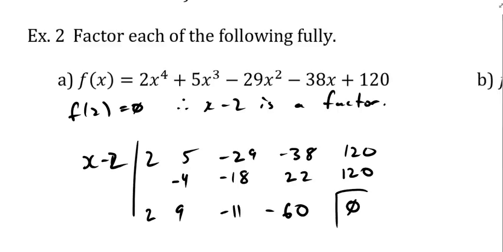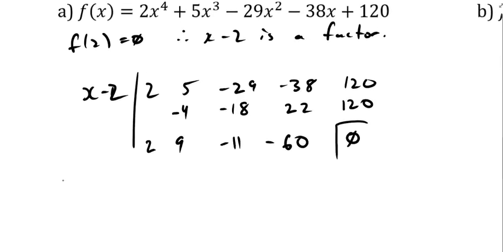Why was I expecting that to happen? Because it's a factor. We already know it's a factor. So if you did the synthetic division and didn't get 0, something's gone wrong. Either you made a mistake finding the factor or you made a mistake in your division. Good?